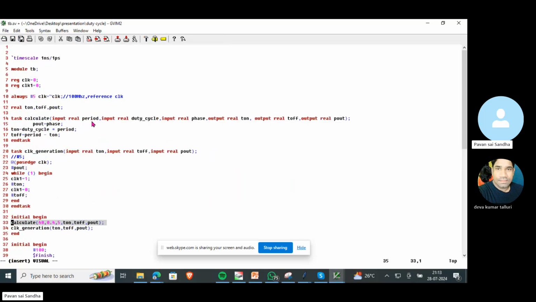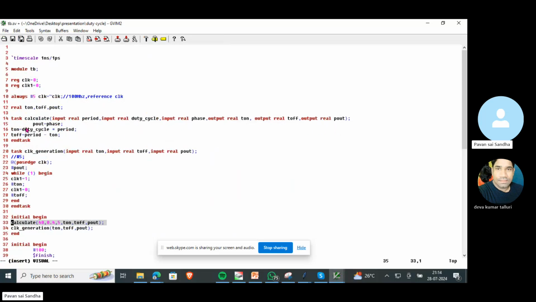It is an input for time period and 0.4. I'm taking it in point values. So duty cycle 0.4, we can say about 40%, and 5 here. The phase difference between the reference clock and this clock must be 5 nanoseconds. And outputs, I'm here calculating the outputs because it is a task. We must declare inputs and outputs both, and there is no calculation for the phase, so we are assigning the phase value to the phase out.